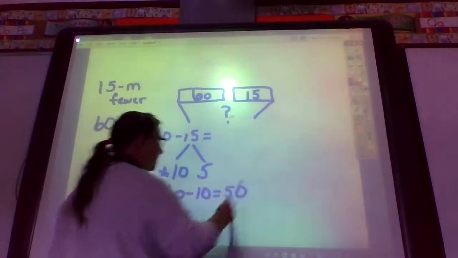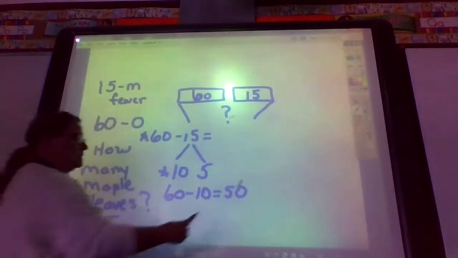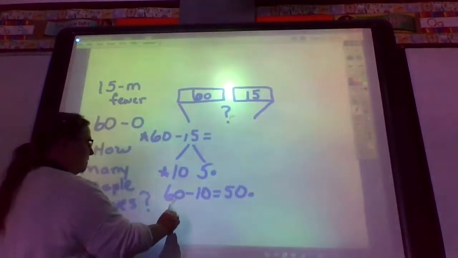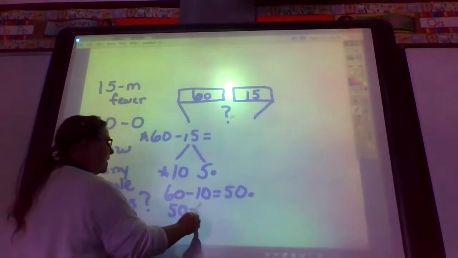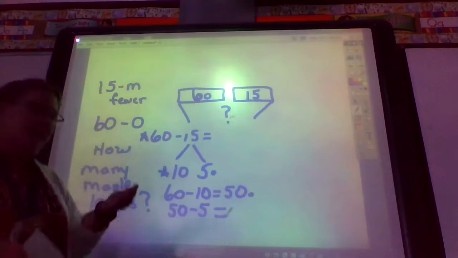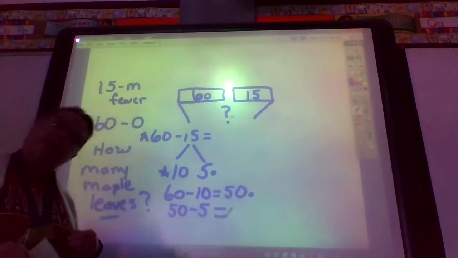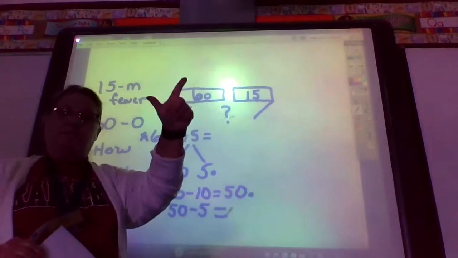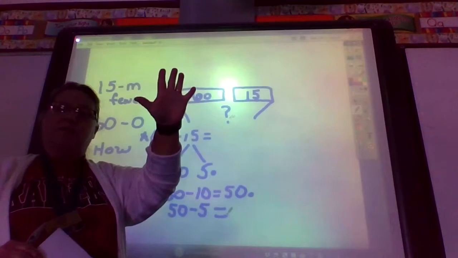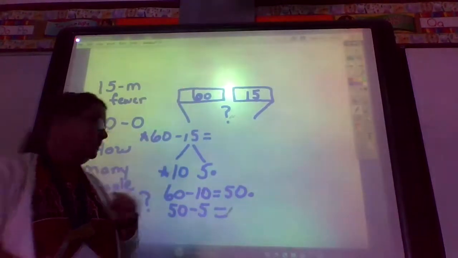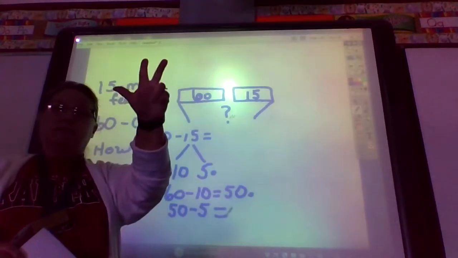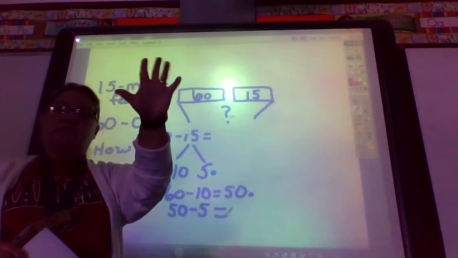Now I'm going to subtract this number and this number. 50 minus 5 is what? I can count backwards. I'm at 50. I can count back 5. 49, 48, 47, 46, 45. I counted backwards by 5. I started at 50. 49, 48, 47, 46, 45.